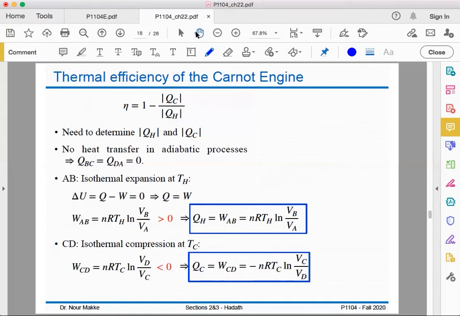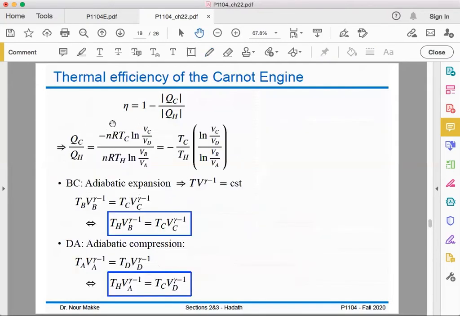So this is it. Now what we need to do is to divide QC by QH. So let's do it. QC over QH, I put everything with its value here. So minus nRTC ln VC over VD divided by nRTH ln VB over VA. Of course, nR cancel out, and we end up with minus TC over TH times the ratio between ln VC over VD divided by ln VB over VA.